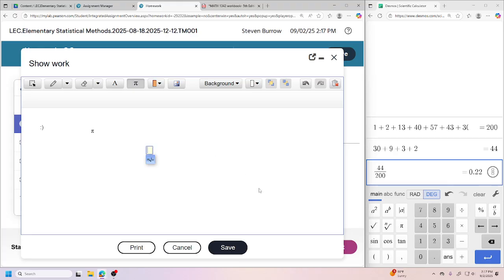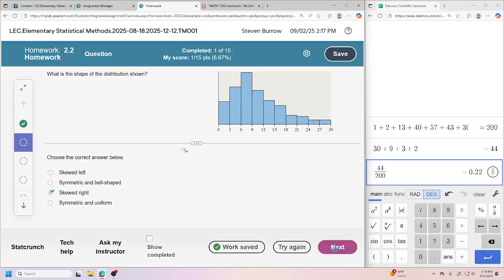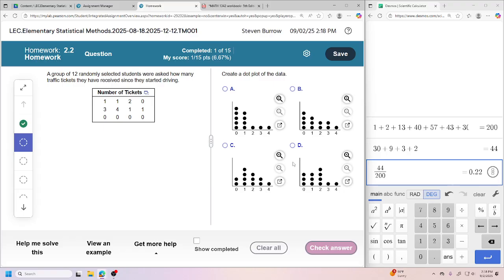Maybe can I do brushes or something? Oh, I could draw. Oh, we can draw a smiley face. Oh my gosh, yes. Well, good enough then. Save, and then next, and it's fine. It doesn't matter. It literally doesn't matter.